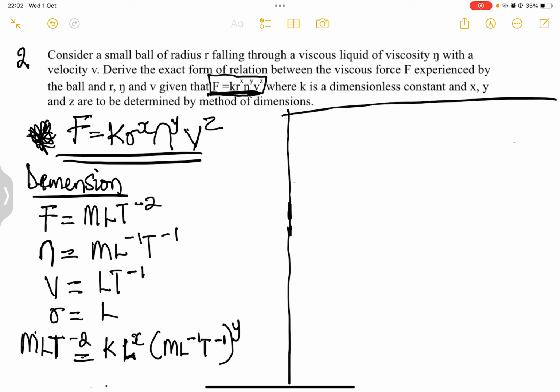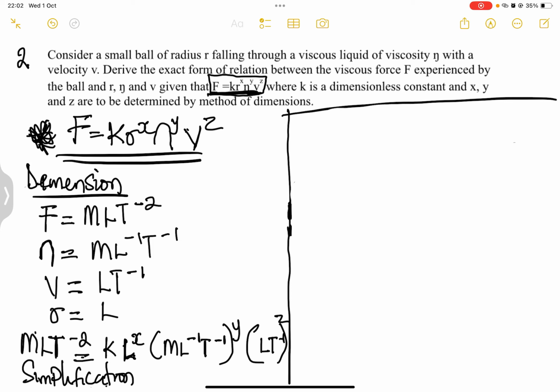We'll put the power, then we'll put velocity. The next is velocity. So velocity dimension is L, T raised to power minus 1. Then we'll put the power to be Z. So at this point, let's try to simplify.